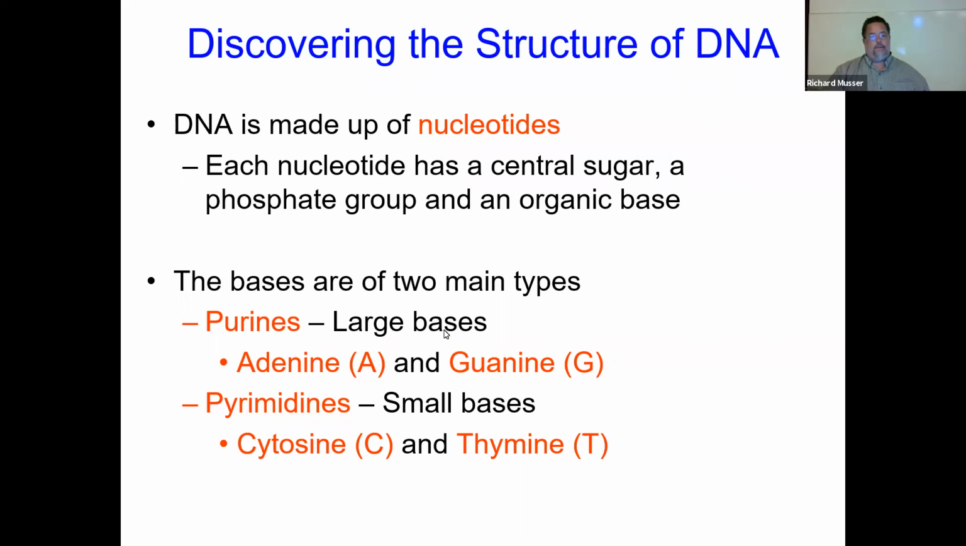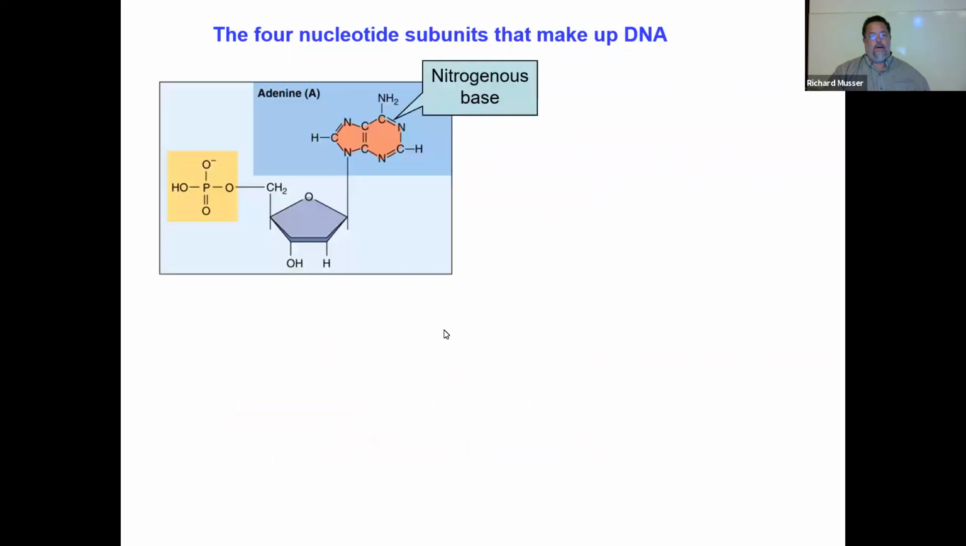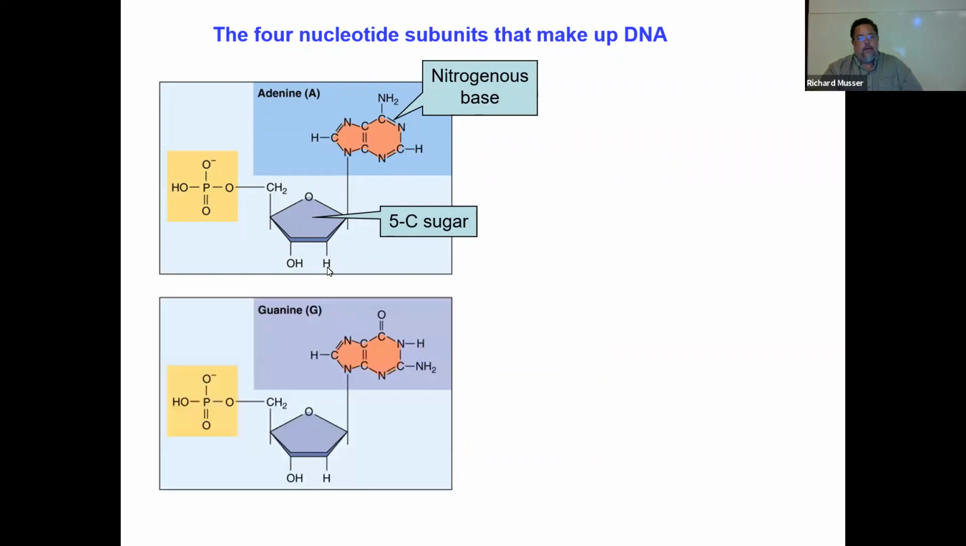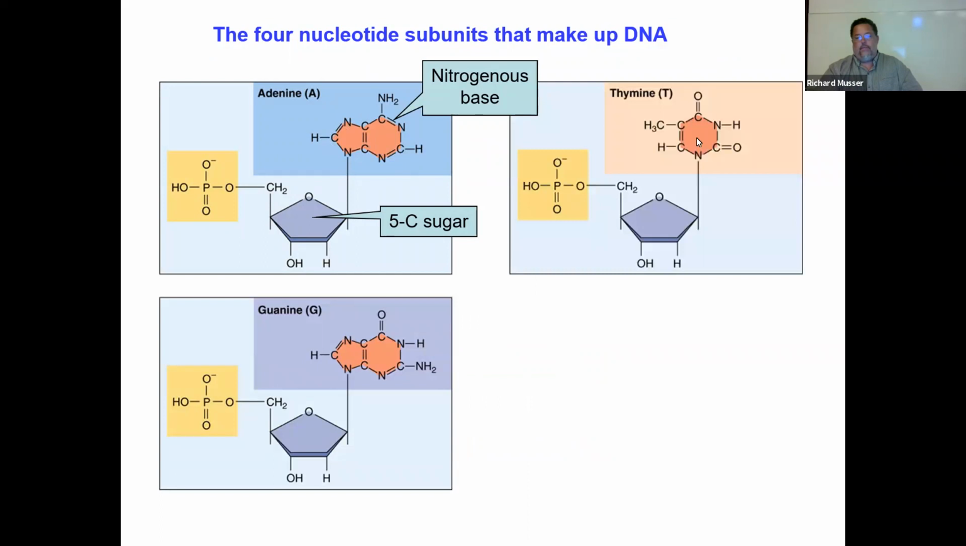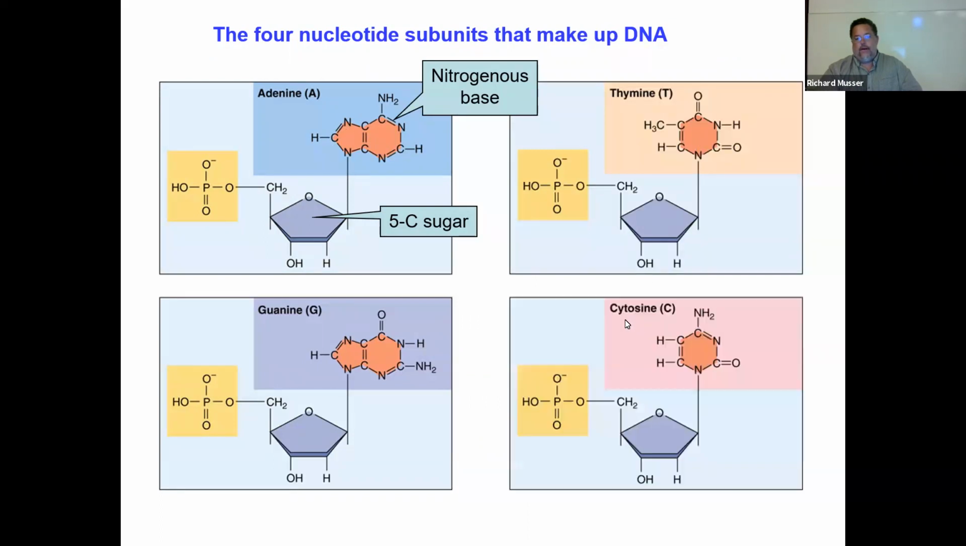It says large base. So if you go back over here, you can see this is a purine. See, the large base has two, well, keep it simple, two circles full of carbons and nitrogens and hydrogens. So this guanine is a purine. And then these are pyrimidines, adenine and thymine. See how there's only one.